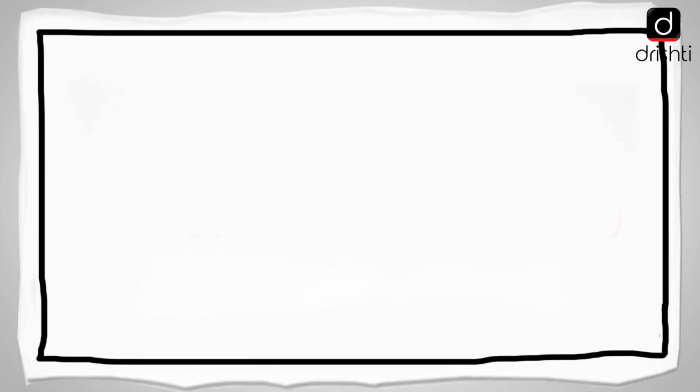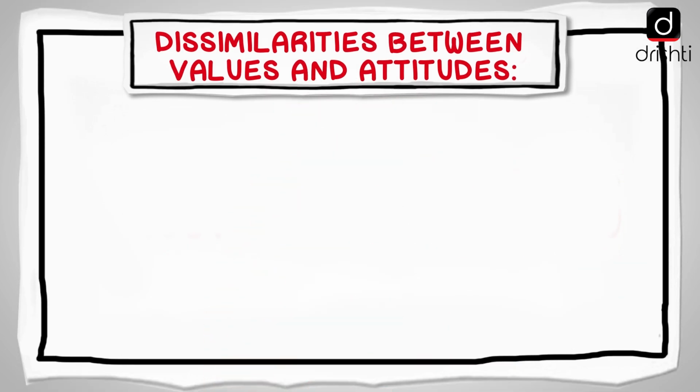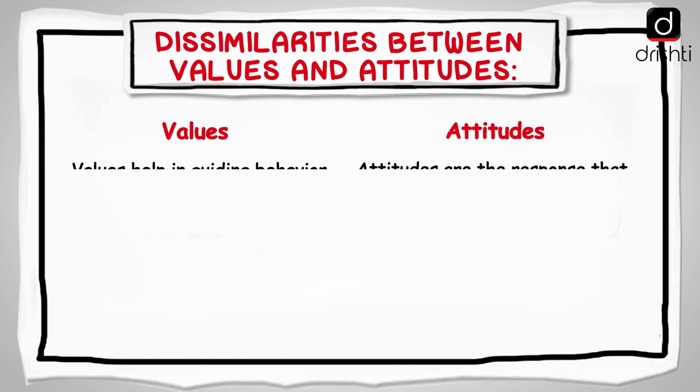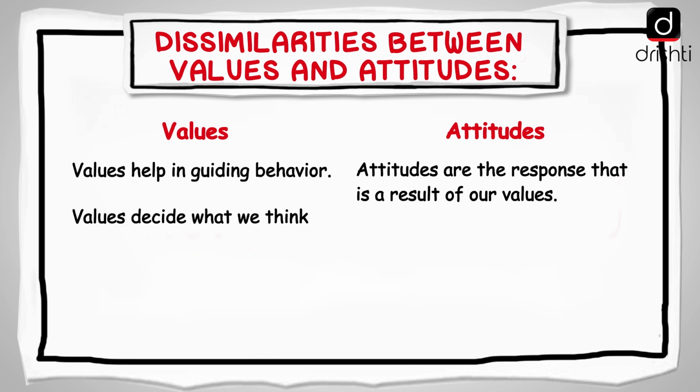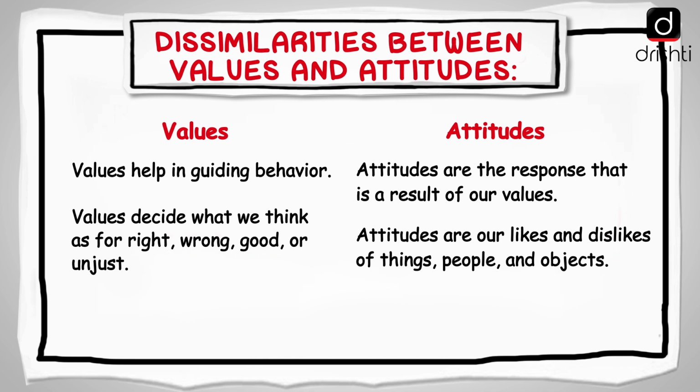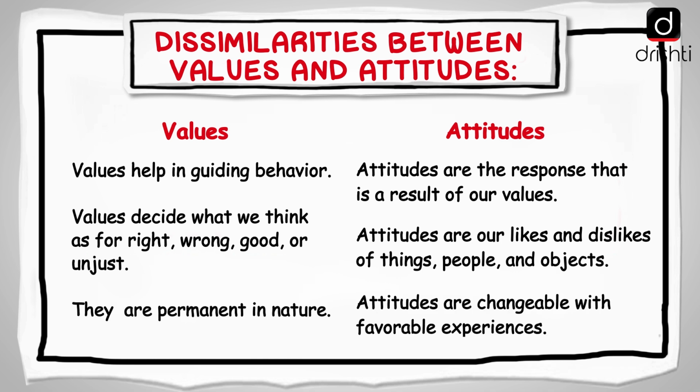Now let us look at the dissimilarities between values and attitudes. Values help in guiding behavior, whereas attitudes are the response that is a result of our values. Values decide what we think as right, wrong, good, or unjust, while attitudes are our likes and dislikes of things, people, and objects. Values are permanent in nature, whereas attitudes are changeable with favorable experiences.